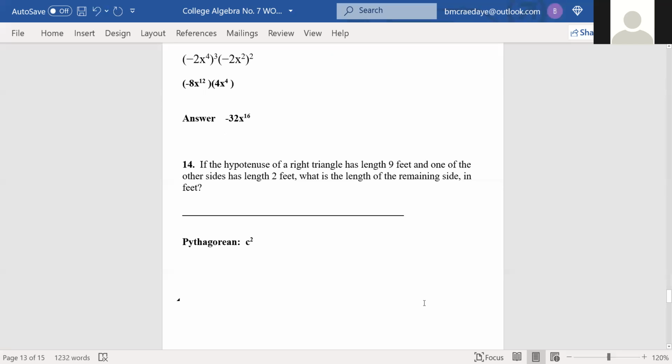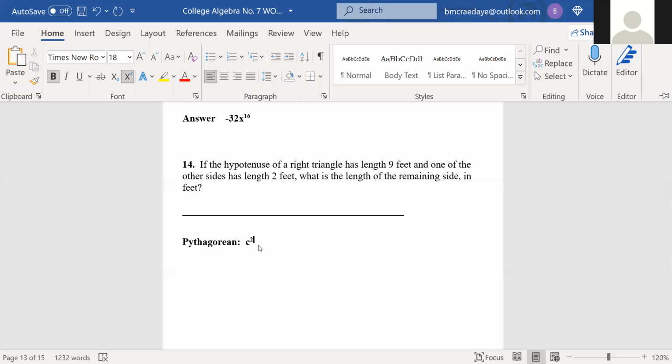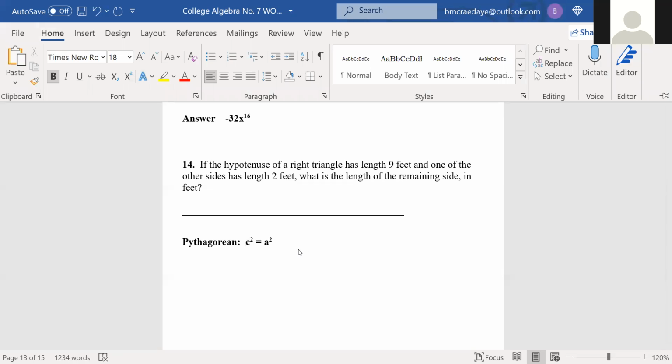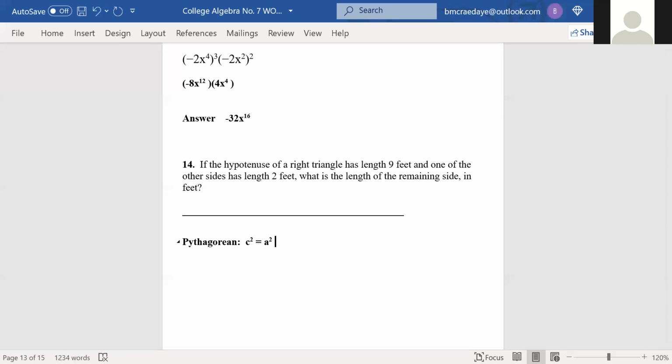Okay, c squared. Let's just put it here. C squared equals, and I'll just copy that and then change it to A. So that would be c squared equals a squared, instead of c here, let's put a, plus b squared.